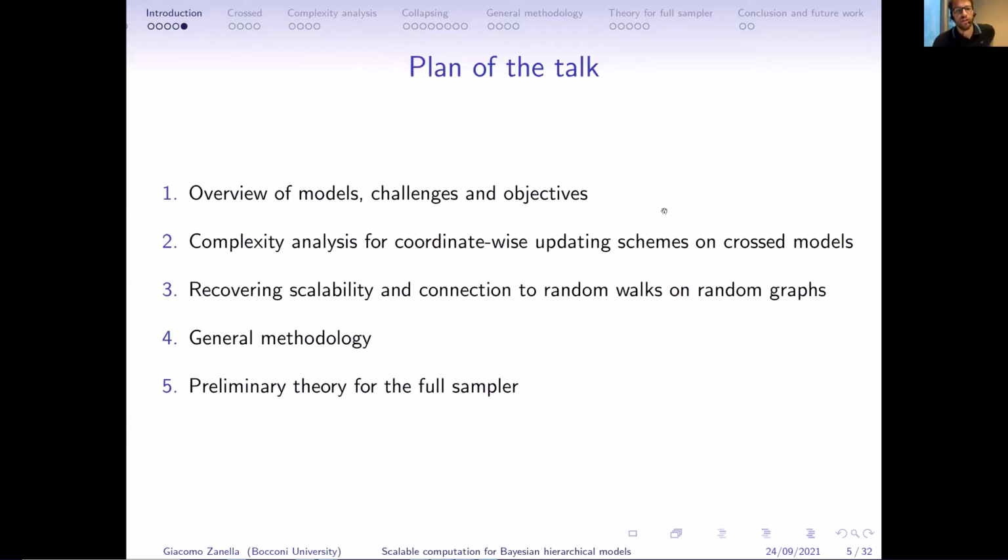So, okay, the plan of the talk is I will discuss, as I already started, the overview of models and challenging objectives. Then the first more technical and specific part will be a complexity analysis for coordinate-wise schemes like Gibbs samplers, for example, on cross models. I will discuss how to recover scalability in the way I defined before, and an interesting connection to random walks on random graphs. I will then provide a generic methodology for the general class of cross models I discussed before, and then I will provide some theory for what I call the full sampler, which considers both the high-dimensional regressors and the hyperparameters.